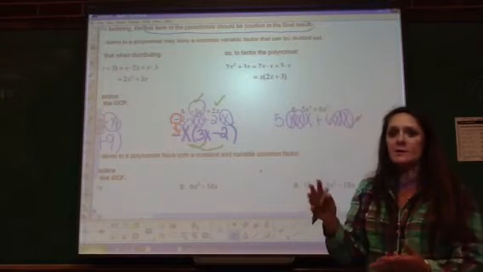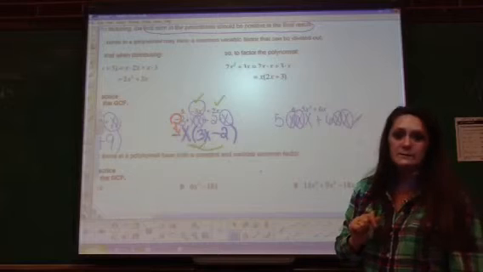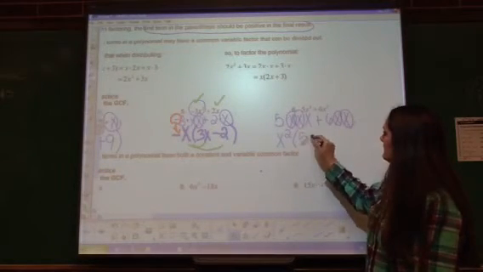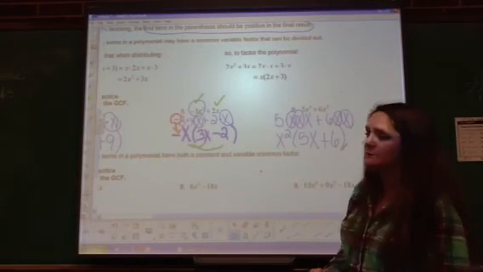It's kind of like we're taking things apart and we're putting them back together. We took this apart, we found out that both of them have an x in them, x squared. That's what has to go up front. And then we have x squared times 5x plus 6.